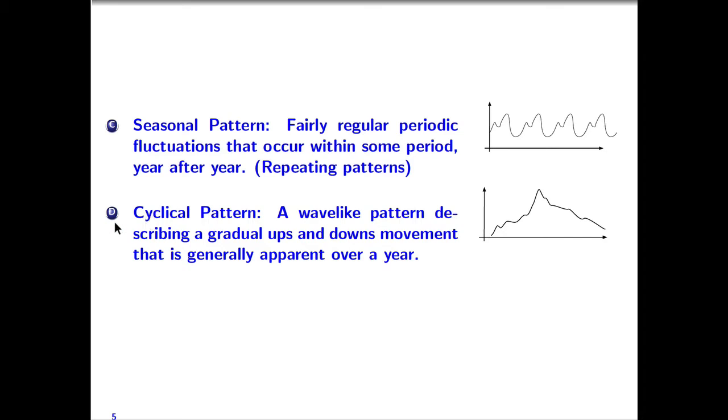D. Cyclical pattern. A wave-like pattern describing a gradual upward or downward movement that is generally apparent over a year. Here is the cyclical pattern, a wave-like pattern that does not repeat itself.